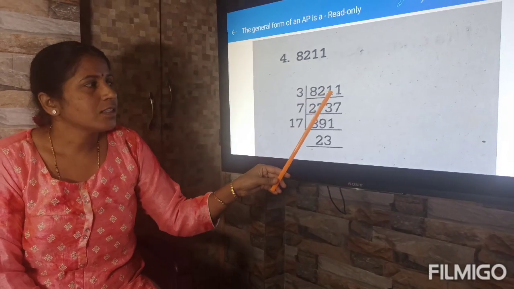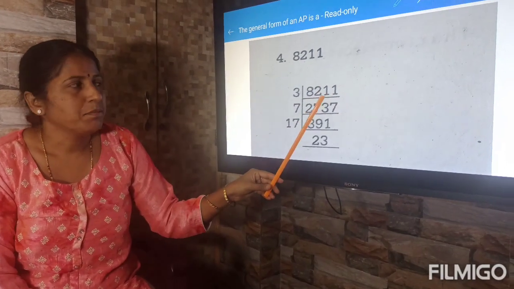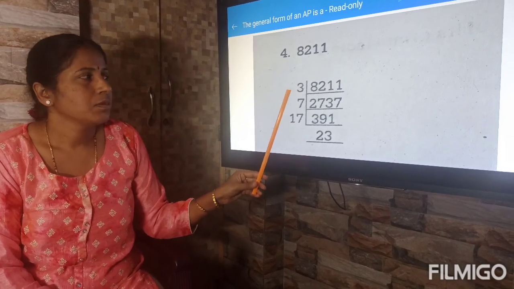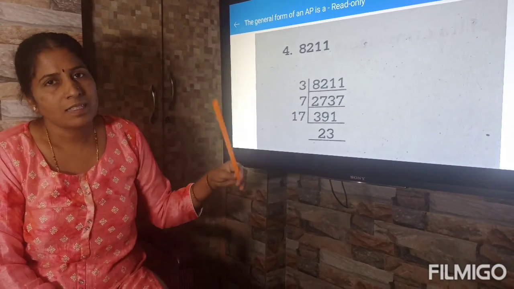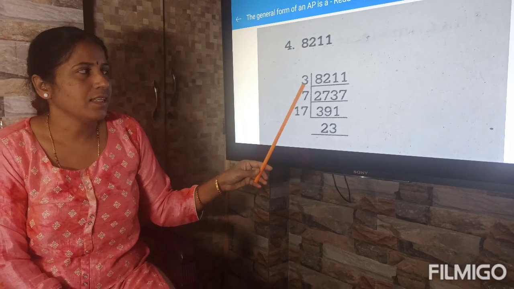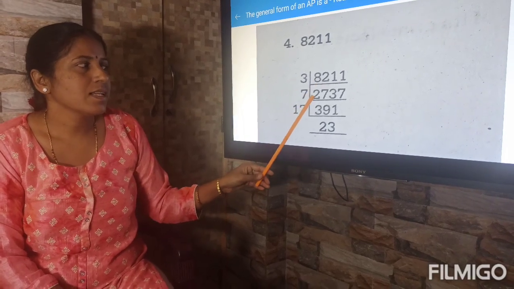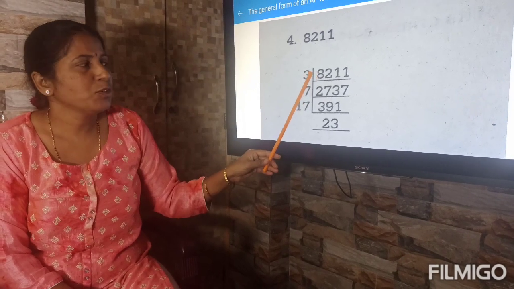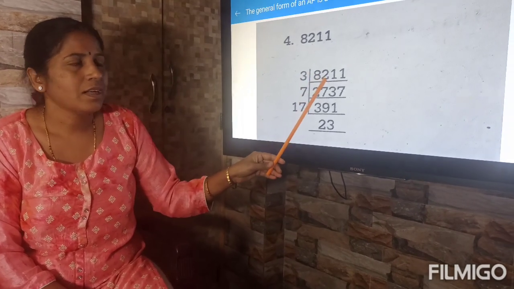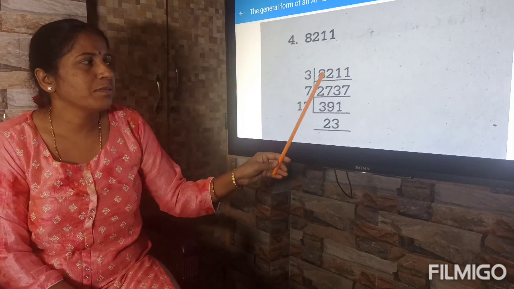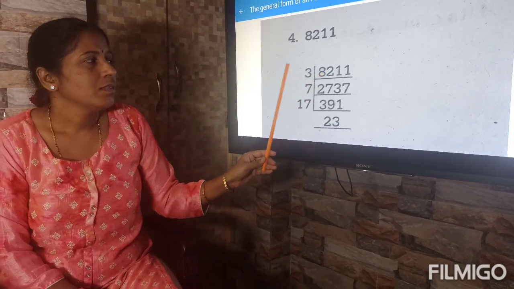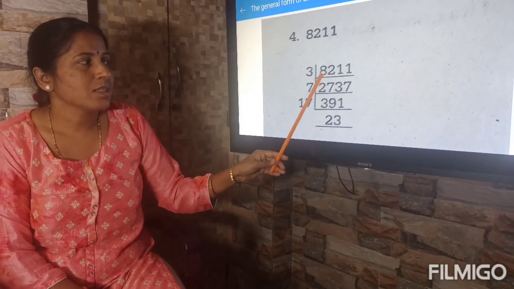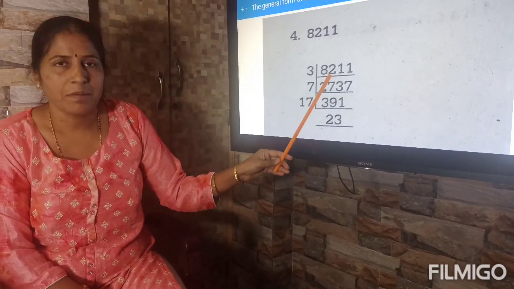This is not an even number. Therefore, we can't start with 2. That's why I have to try the next number, that is 3. 3 2s are 6. 6 subtract from 8, remaining 2. That 2, add the next number, then it becomes 22. 3 7s are 21. In 22 subtract 21, 1 remains.